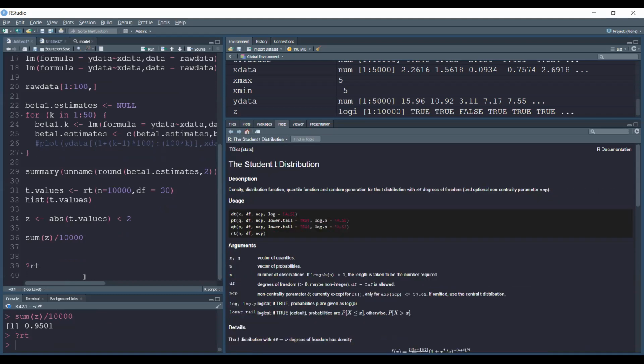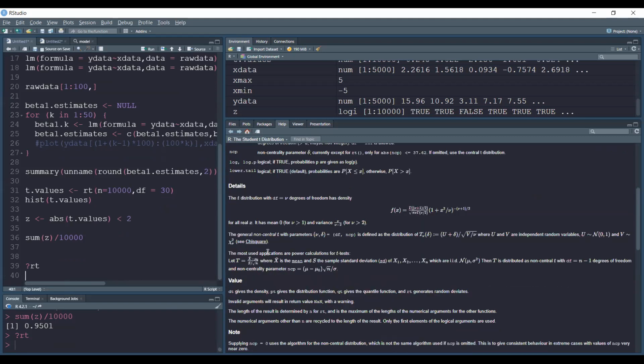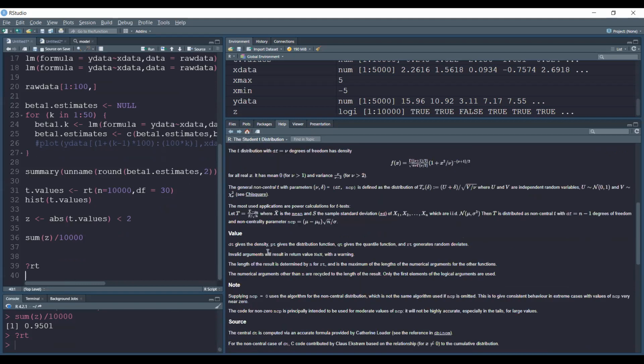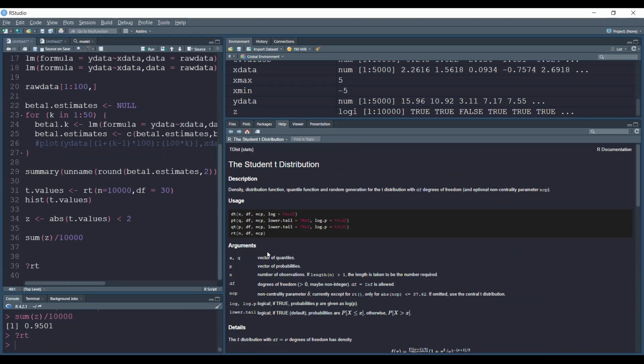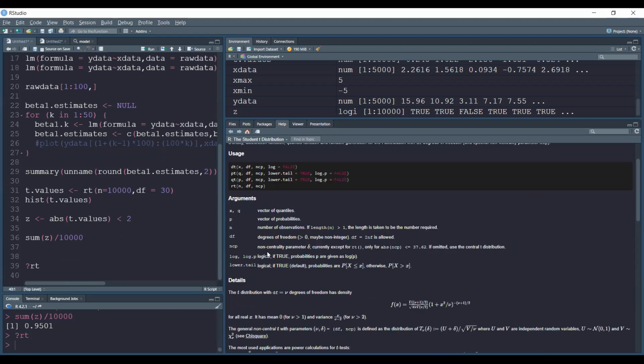Okay, this is perfect. Look, DT, PT, QT, and RT. So what does each one do over here? P is the vector of probabilities. No, that's not what I want. N is the number of observations. DF is the degrees of freedom. Q is the vector of quantiles.